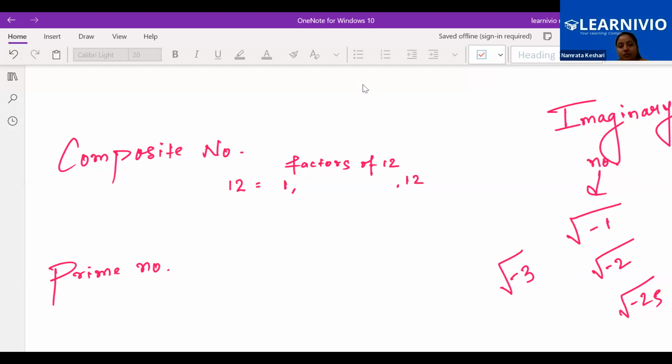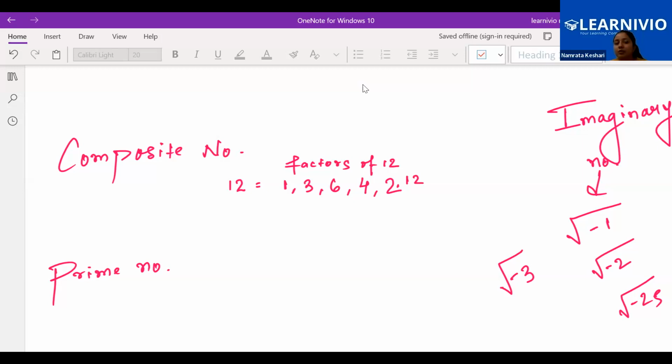3, 2, 3, 6, 4, 2 also. So these are the factors of 12. Whenever we are listing down the factors, at that time we think about which number can divide 12 completely. 2 can divide 12 completely, so 2 is a factor. 3 can divide 12 completely, 3 is a factor of 12. 4 can also divide 12 completely, so 4 is a factor.